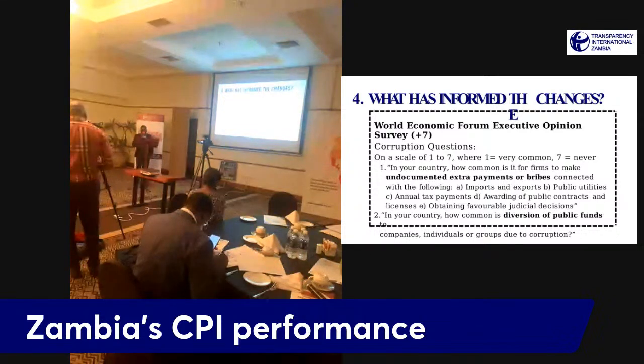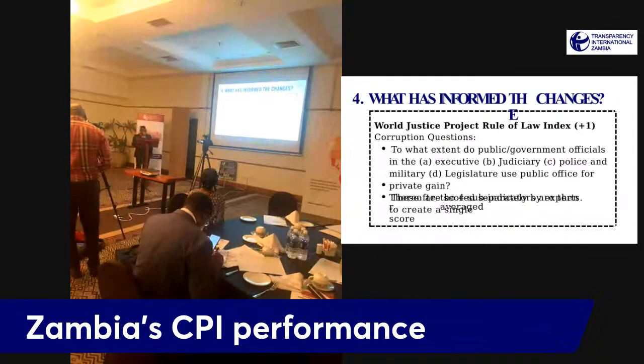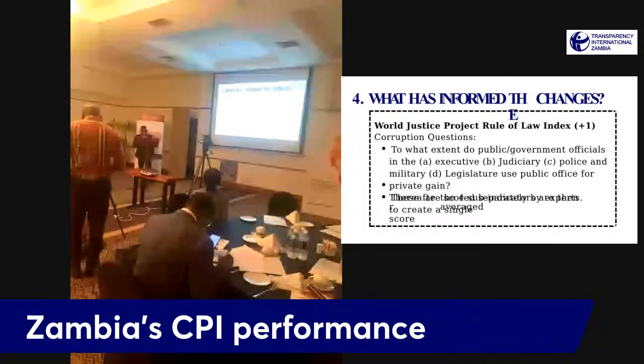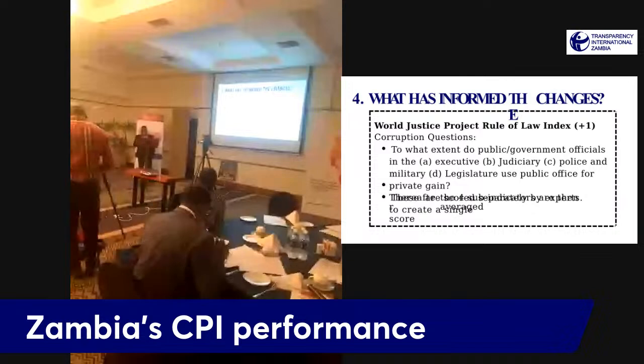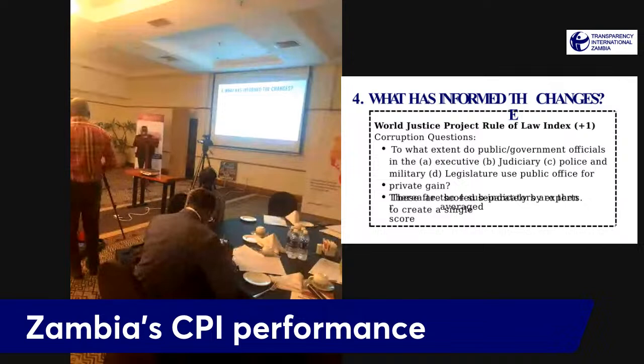And then the second data source which registered an improvement is the World Justice Project Rule of Law Index, with a 1 point improvement. The corruption question in this particular case is, to what extent do public or government officials in the executive, judiciary, police, and military legislature use public office for private gain? And then these are scored separately by experts, and thereafter the 4 sub-indicators are then averaged to create a single score for this particular data source.